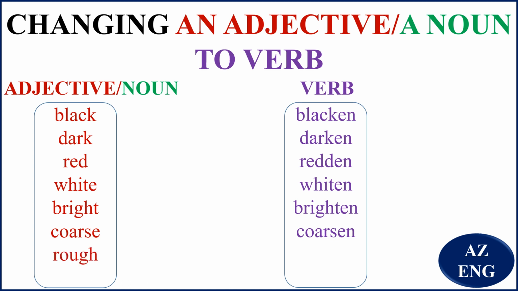Rough, that is not soft. So if you want something to be rough, you just say what? Roughen, that is, making it rough. And even if it becomes rough, you can say it roughens. It roughens. Very simple.